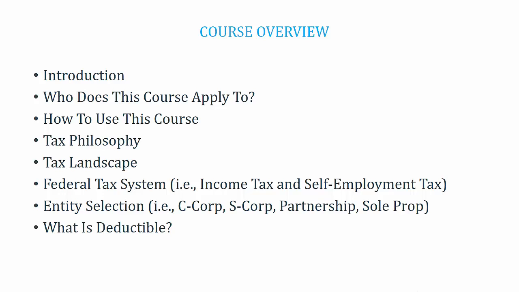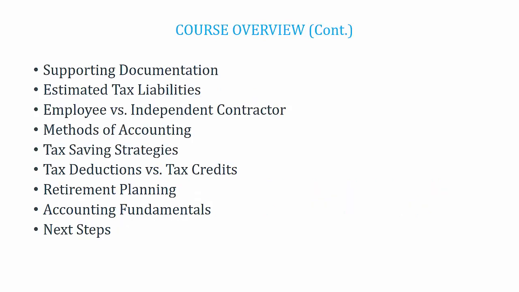Then we'll talk about entity selection. Should you be a C Corp, S Corp, partnership, or sole proprietorship? We'll help you get some more context around determining whether or not something is deductible. We'll cover supporting documentation, such as receipts. What do you need to hold on to, and for how long? We'll then cover estimating your tax liabilities and making estimated tax payments, and give you some color around determining if someone is an employee versus an independent contractor, and a bit about the trade-offs there.